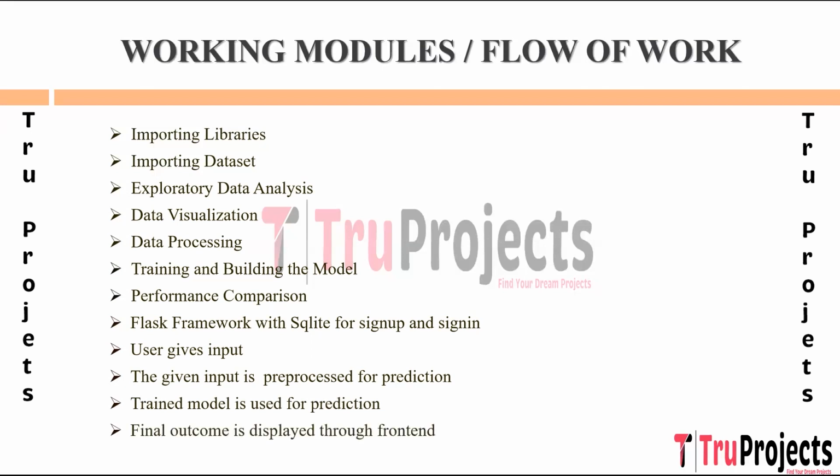Final outcome is displayed through the front end. Finally, the predicted outcome is displayed to the user through the front end of the web application. This could be in the form of a classification result, regression output, or any other relevant information based on the application's purpose. The front end is responsible for presenting the information in a user friendly manner.